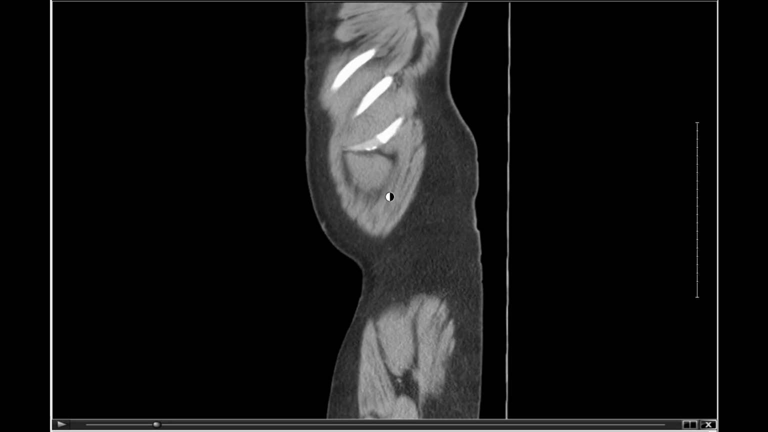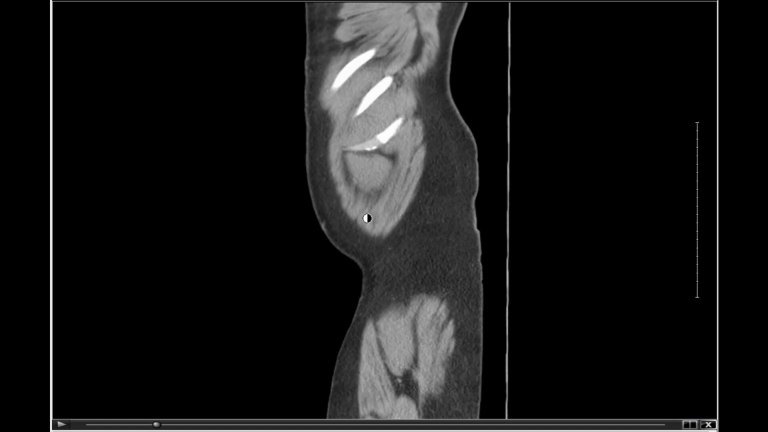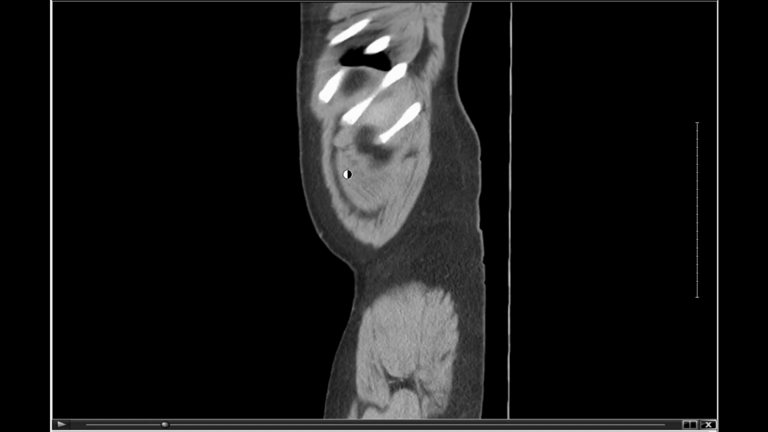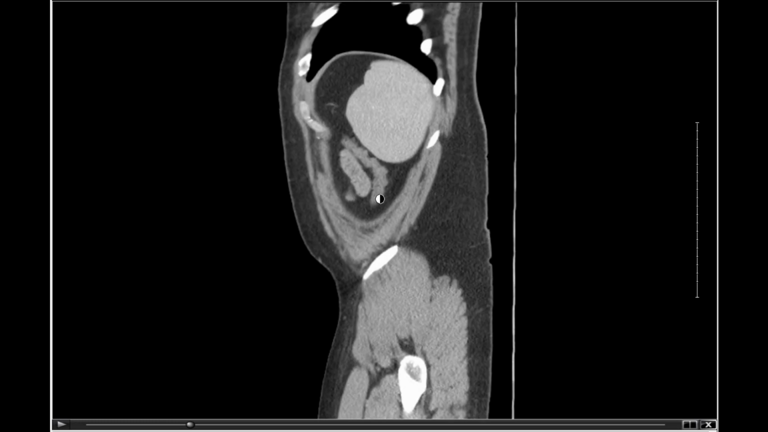Actually, this is kind of cool. You can see it's going inferomedially here. It's my external abdominal oblique. I go a little further in. You can see it's going 90 degrees to that. So that's my internal abdominal oblique. It's a nice little detail. And now we're in the abdominal cavity.